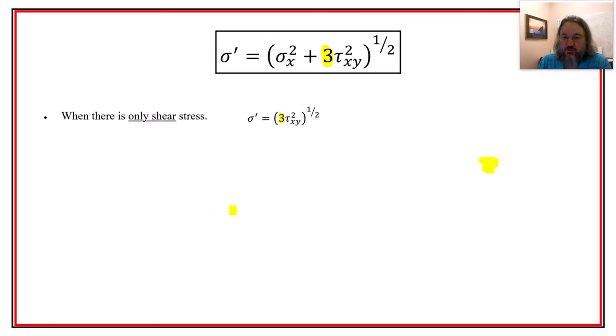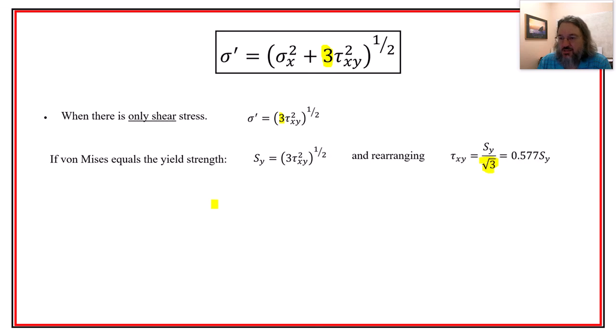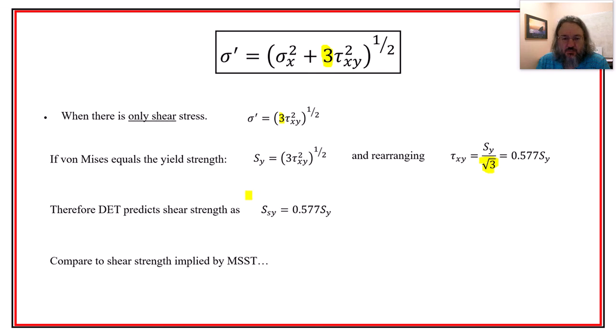So when we go to do this right here, and we say, what if we don't have any normal stress, which is just pure shear? Now this is interesting. One of the reasons why is compare this to the maximum shear stress theory. We have 0.5, right? So these are two competing theories for the yield strength in shear. Maximum shear stress theory says 0.5, and distortion energy theory says 0.577. This is a good number to keep in mind.